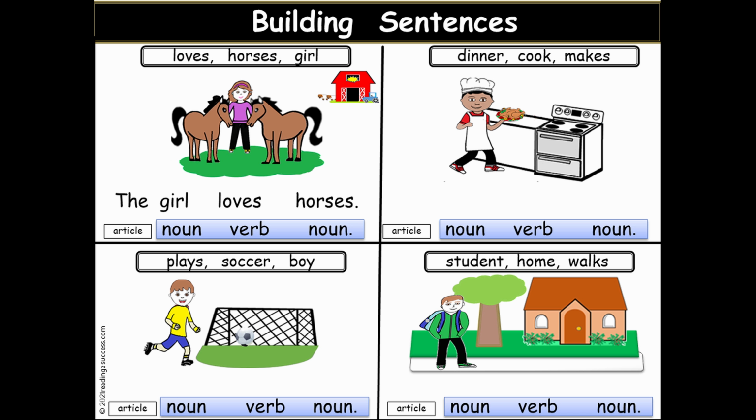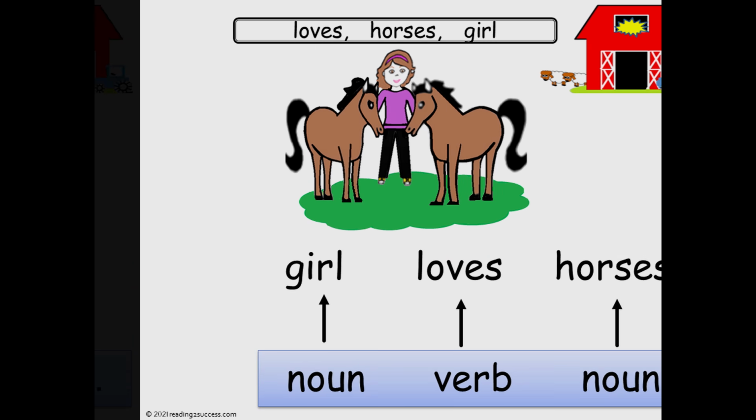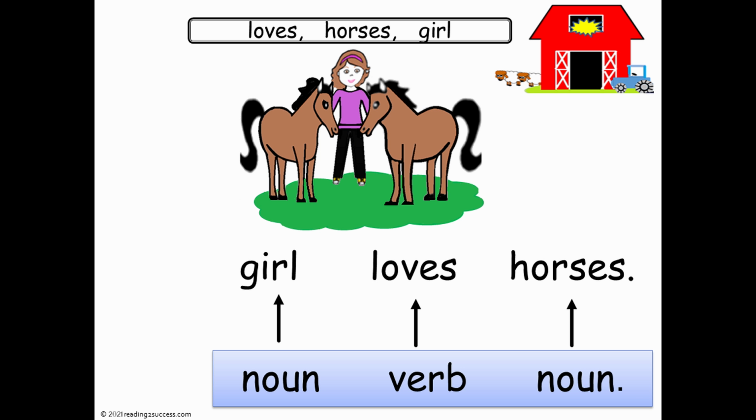In this activity, kids are going to build sentences. The first sentence is done, so review it first and then complete it with kids. Together with kids, read the choices in the word bank: loves, horses, girl. Then decide on the first noun. Look at the pictures and then look at the nouns, and the correct answer should be girl. Now have kids choose the verb. The verb is loves. And now the noun horses.